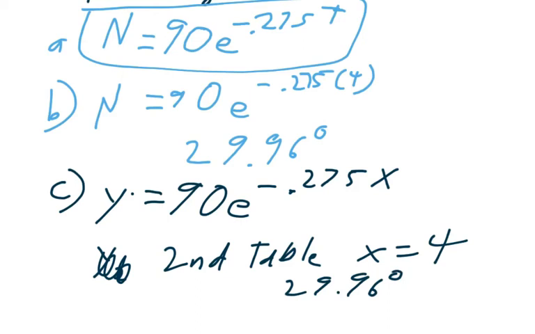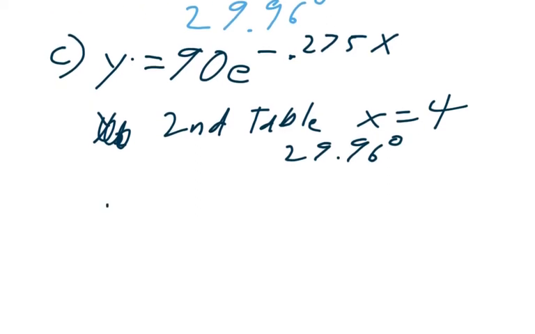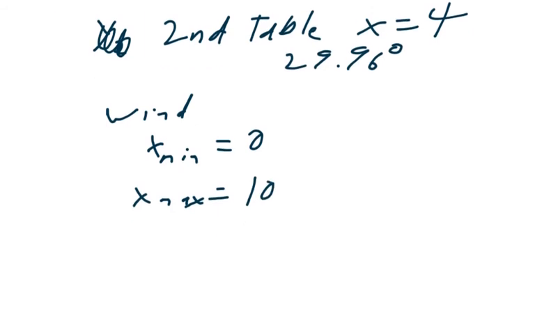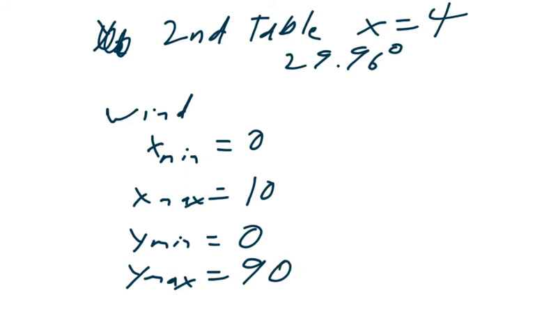If you want to take a look at the graph for my window, I would make my x min equal to 0 because we're not going back in time. My x max equal to 10 to see what happens through 10 minutes. I would make my y min equal to 0, and my y max equal to 90 because it starts at 90 and the temperature cools.